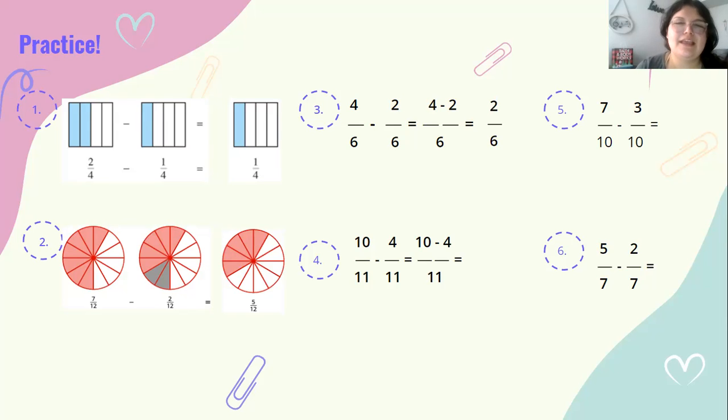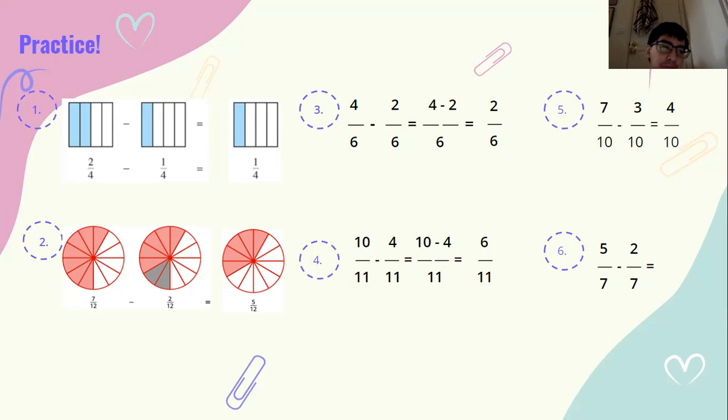Number 4, 10/11 minus 4/11. Samantha, can you tell me the answer for number 4? 6/11. Yes, that is correct. All right, and then number 5, 7/10 minus 3/10. Noel, can you tell me the answer to number 5? 4/10. That's correct. And number 6, 5/7 minus 2/7. Samantha, can you tell me the answer to number 6? 3/7. Perfect. It is 3/7.